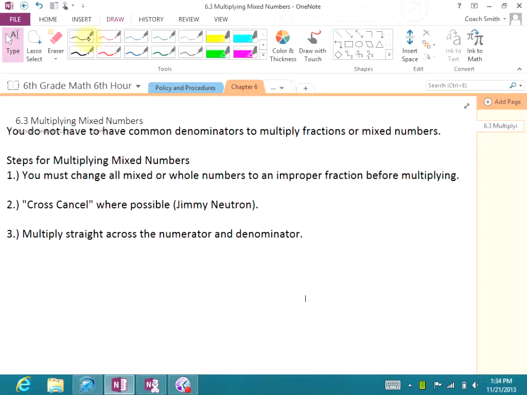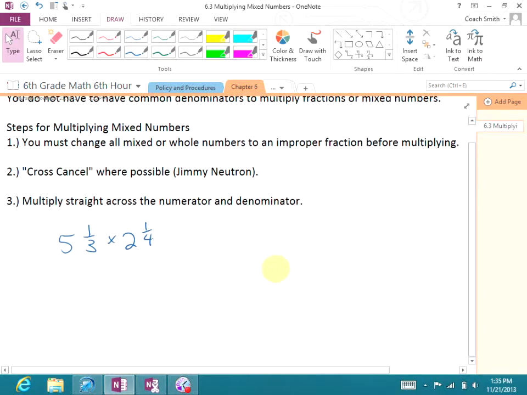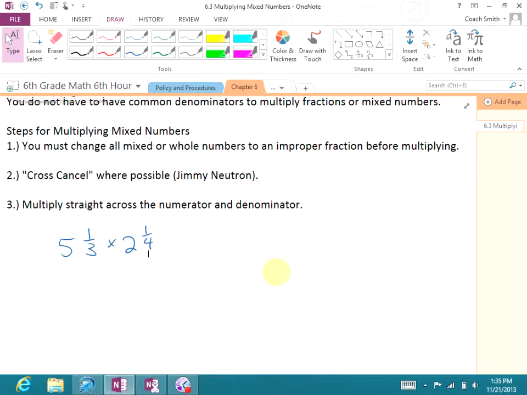Okay, what we're talking about is this. If I have the mixed number 5 1/3 times 2 1/4, we don't have to have common denominators. That's the first thing. But we do have to change all mixed numbers or whole numbers to improper fractions. The way we do that, once again, to take 5 1/3 and make it an improper fraction.